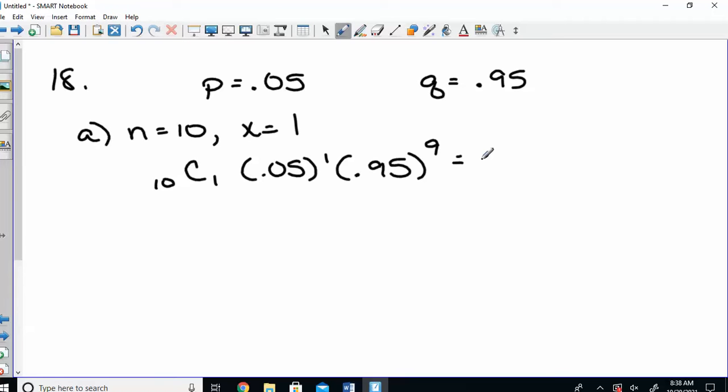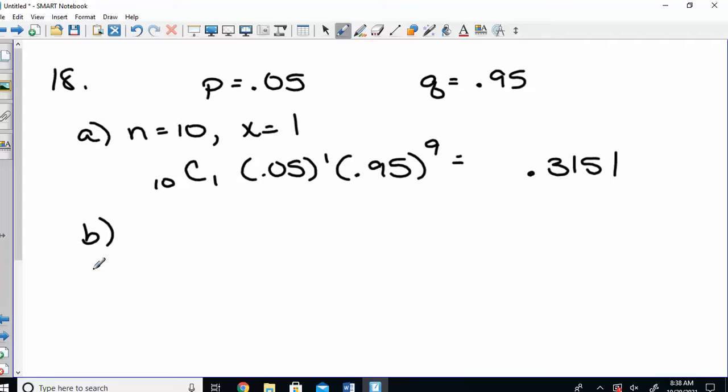So N equals 10 is the back of the second page. Our P is 0.05. You go to X equals 1, and you get 0.3151, which is the exact same thing you would get if you put this in your calculator. So you can use either option. Table is going to be faster, but both of them work.